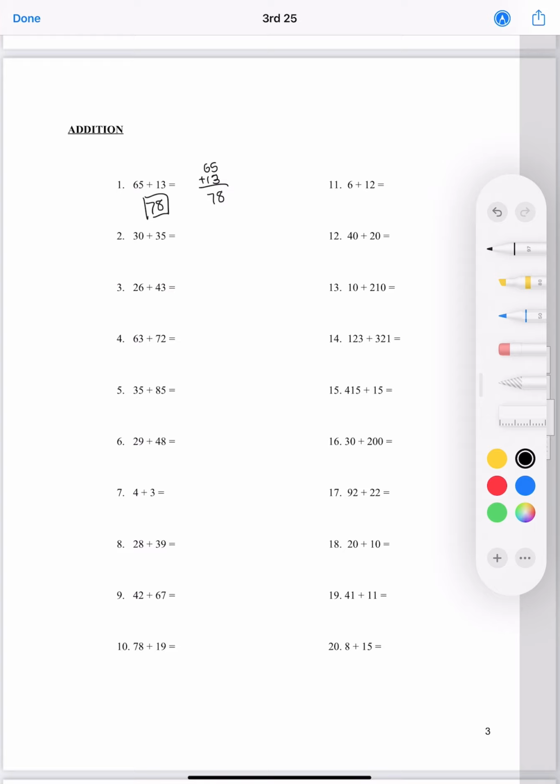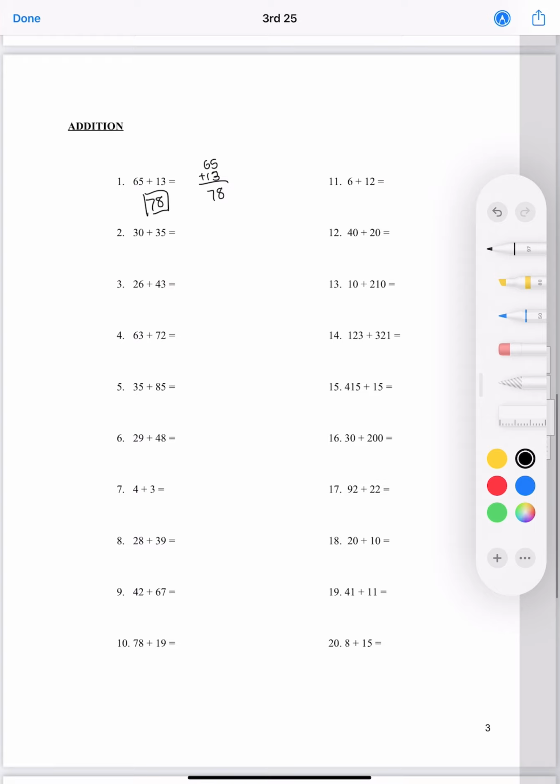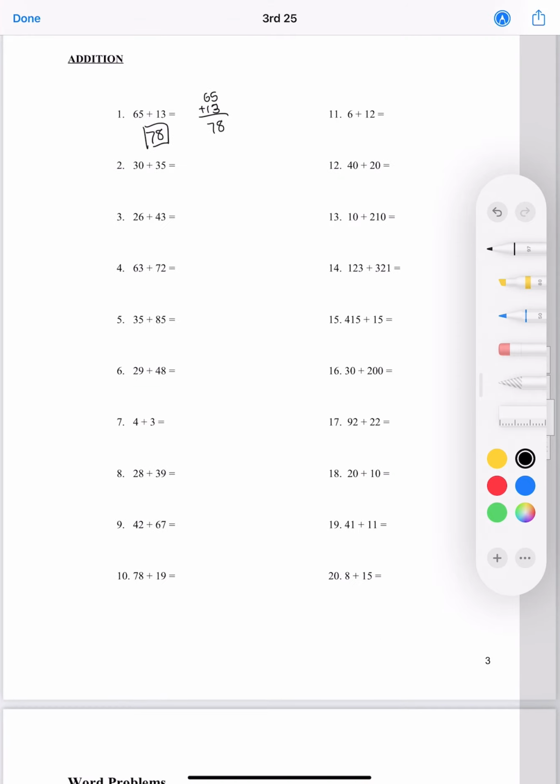Let's try number 6, 29 plus 48. So we do long addition. It doesn't matter which number goes on top or bottom for addition. So 9 plus 8, we get 17, so we put the 7 in the ones place and bring over the 1 to the tens place. Then we go 4 plus 2 is 6, plus the 1 that we brought over here, and we get 7. So the answer to number 6 should be 77.